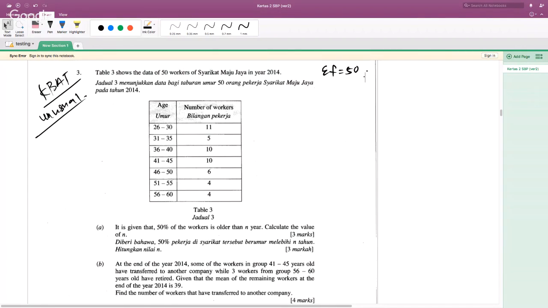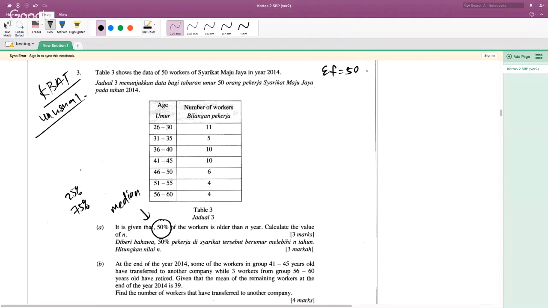Okay, so the next thing is given that 50%. Let me finish. 50 workers of the Syarikat Maju Jaya in the year 2014. Okay, so yeah, the total here should be 50, so you can just sum them together. It's given that 50% of the workers are older than n years. Calculate the value of n. So that means 50% of workers are older than n years. So over here, when you see 50% in statistics, or 25% or 75%, you must be very conscious about this information, because the 50% over here actually means median.